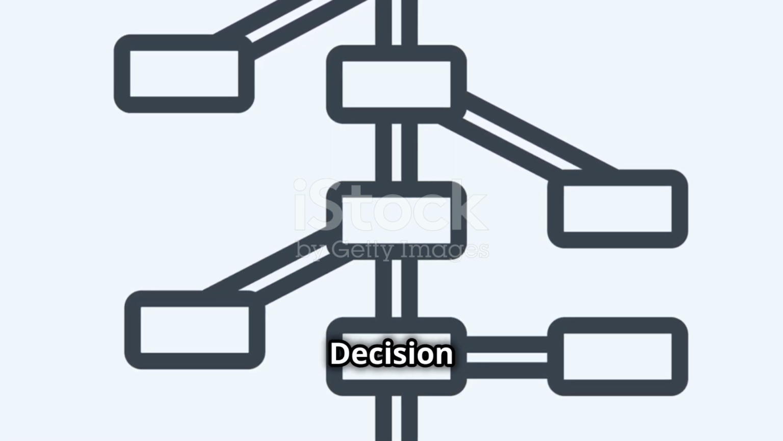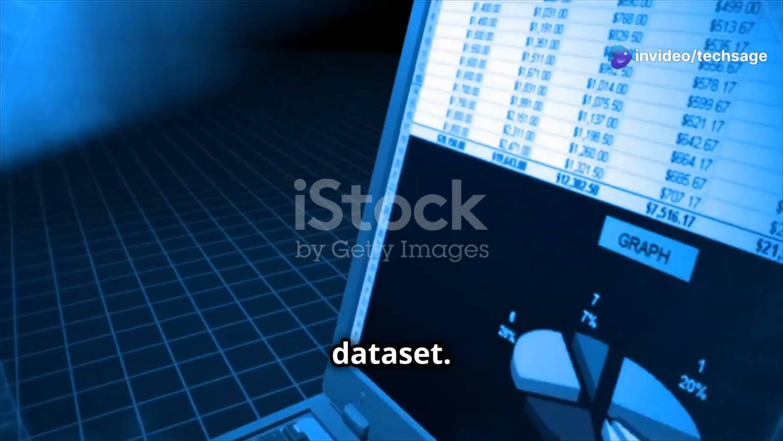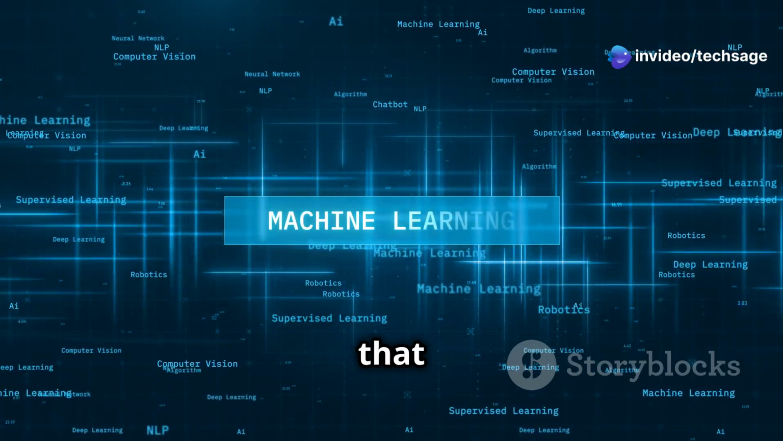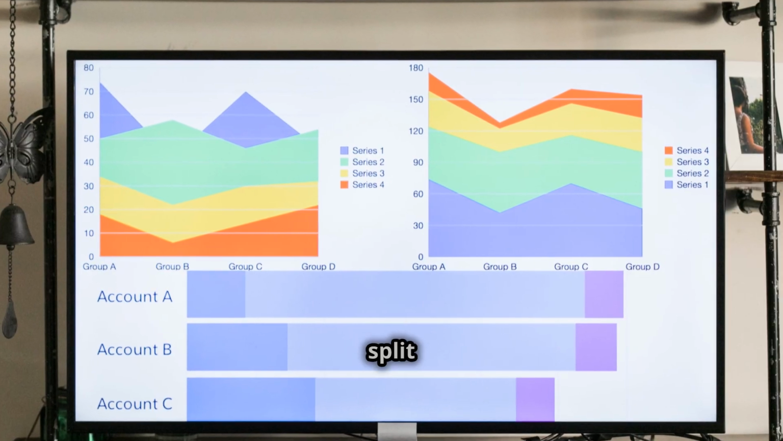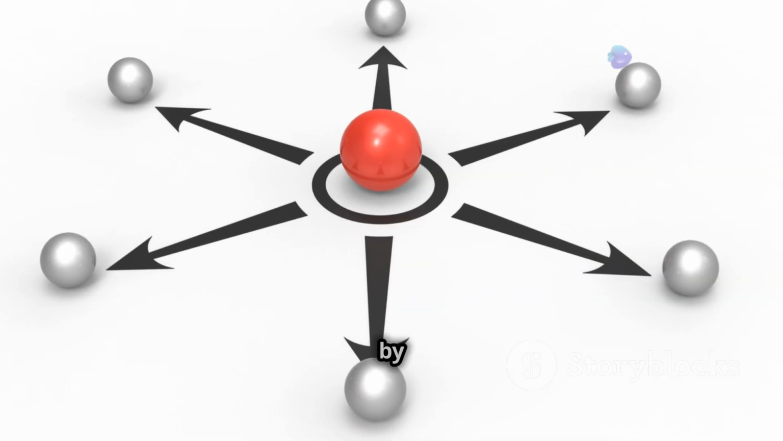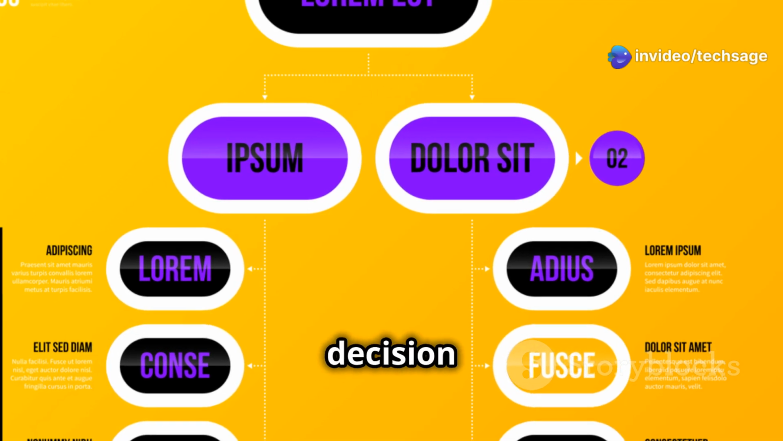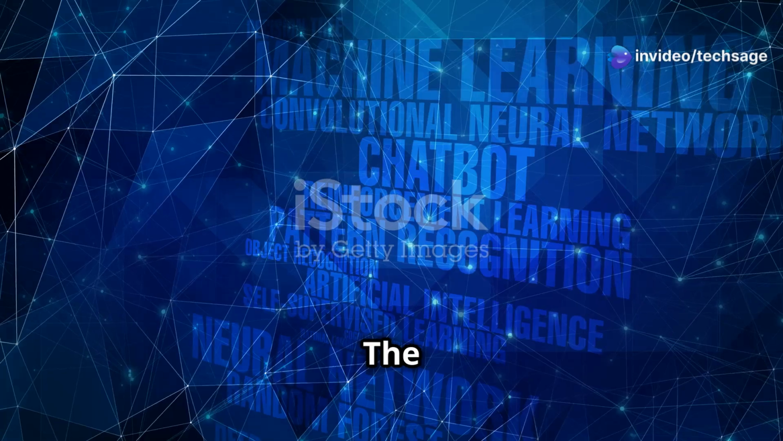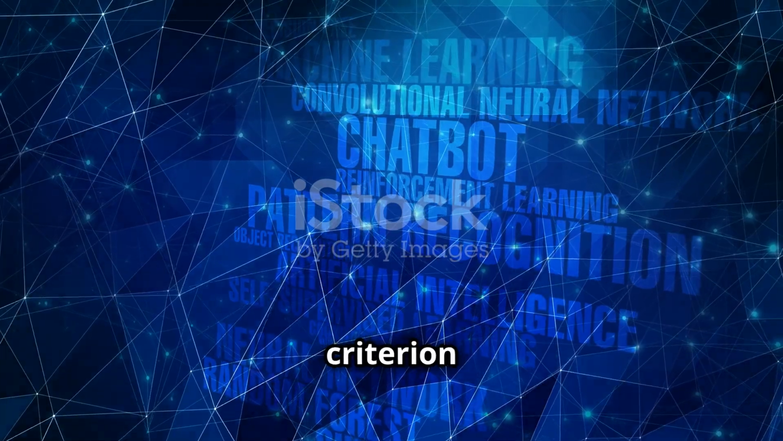The first node in a decision tree is called the root node. It represents the entire data set. The algorithm selects the feature that best separates the data based on the target variable. This feature is used to split the data into two or more subsets. Each subset is then represented by a decision node. Each decision node represents a specific feature and a decision rule based on that feature. The process of splitting continues recursively for each child node until a stopping criterion is met.